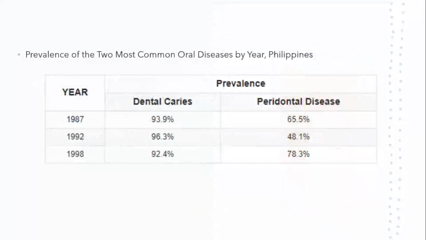Oral disease continues to be a serious public health problem in the Philippines. The prevalence of dental caries on permanent teeth has generally remained above 90% throughout the years. About 92.4% of Filipinos have tooth decay or dental caries, and 78% have gum diseases or periodontal diseases. Although preventable, these diseases almost affect every Filipino at one point or another in his or her lifetime.